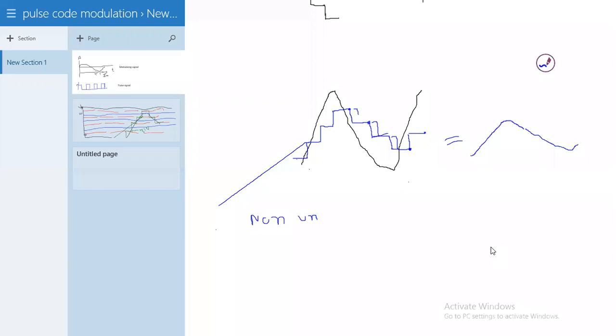Non-uniform quantization is compounding.